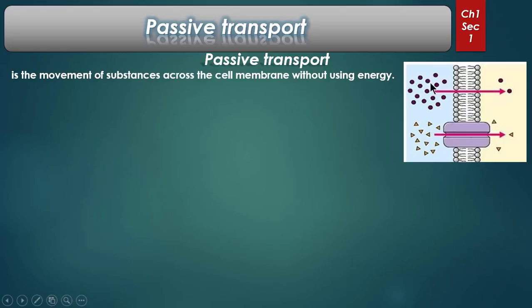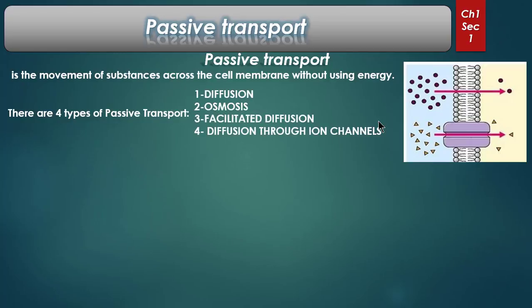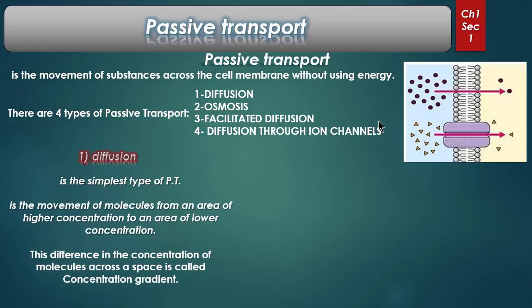Passive transport has 4 types, okay? So first of all, diffusion, second osmosis, third facilitated diffusion, and fourth one is diffusion through ion channels, okay? So first of all, we will be starting with diffusion. What is diffusion? Diffusion is the simplest type of passive transport.